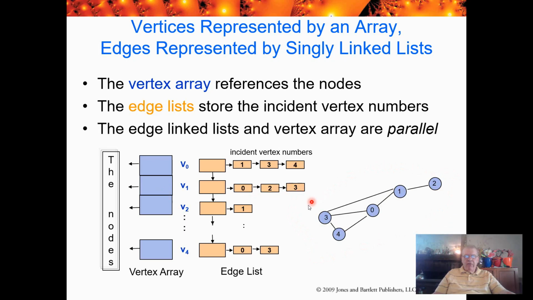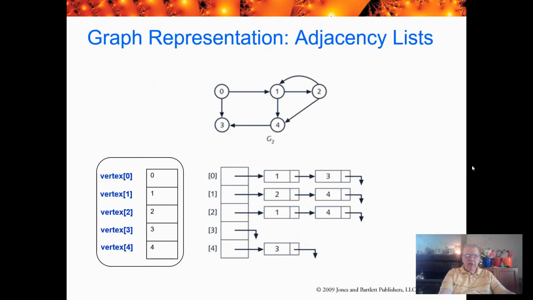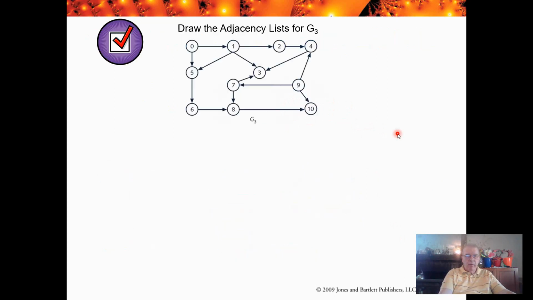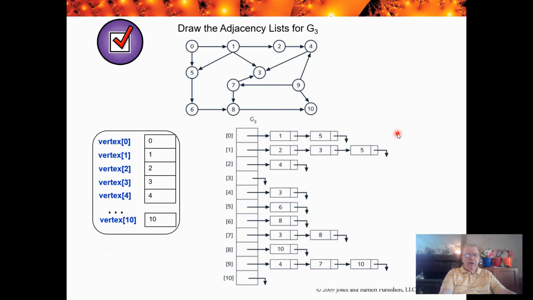By the way, this graph right here, you'll become very familiar with it. We're going to use it a lot in the upcoming slides. So here's an adjacency list of this graph. We know how many vertices there are, so we can represent it. It asks you to draw the adjacency list, and there's the adjacency list for that.